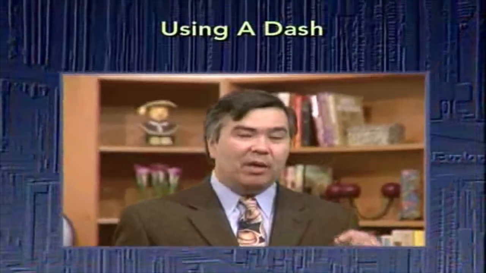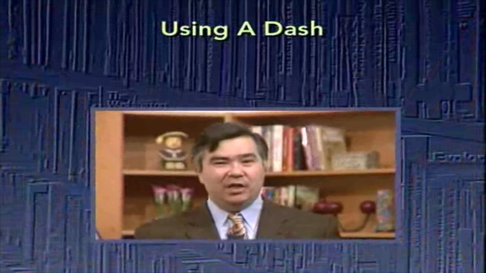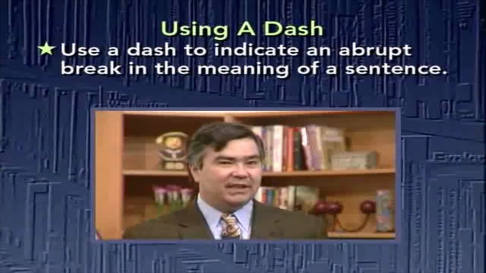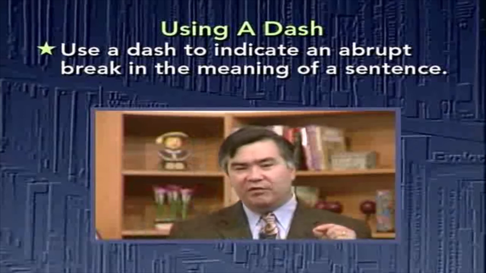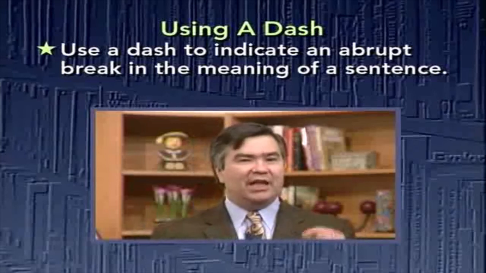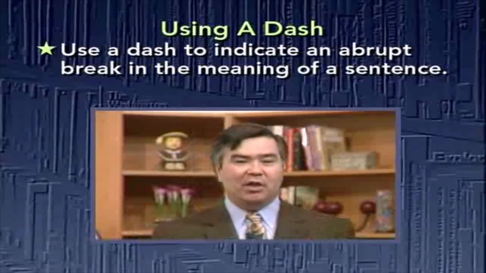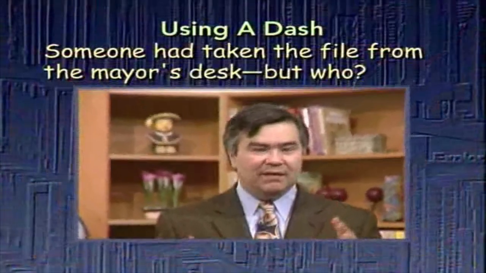Another punctuation mark that's used for an abrupt break is a dash. Use a dash to indicate an abrupt break in the meaning of a sentence. A dash should feel like a more sudden and sharp break or interruption in the sentence than a comma, semicolon, or colon. In fact, when you use a dash, you should really only use it when there's a sudden change in the sentence, in its tone, its feeling, or in the meaning of the sentence.